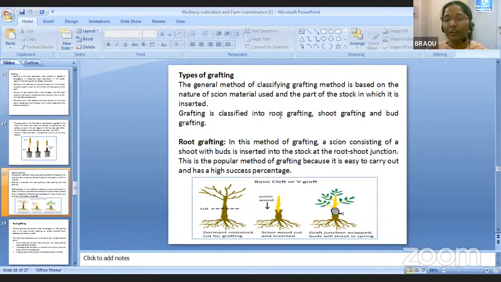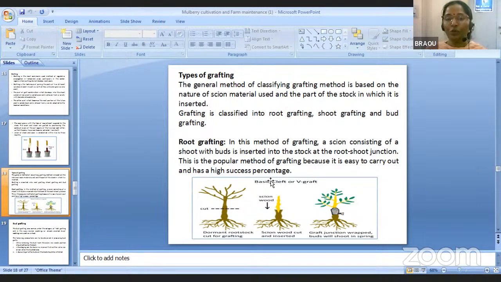If you're going to use the root, then it's called root grafting. If you want to use a shoot, the preferred type of shoot, then it's called shoot grafting. And if you want to grow it by bud, then it's called bud grafting. So basically, the type of part that you use to grow the plants is what they are classified by, and the names are given accordingly.